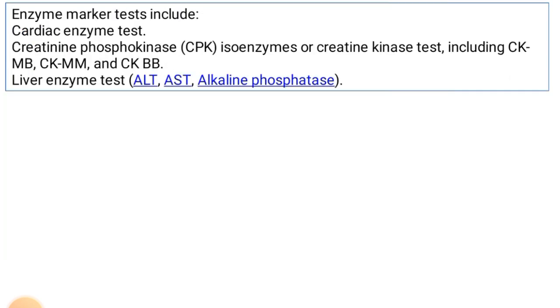There are mostly two types of enzyme markers that we are going to discuss today. The first one is the cardiac enzyme test, with enzymes specific to the heart. The second one is creatine phosphokinase, the enzyme most commonly related to cardiac diseases. We can also simply call it creatine kinase. The CPK isoforms, or creatine kinase, include CK-MB, CK-MM and CK-BB.